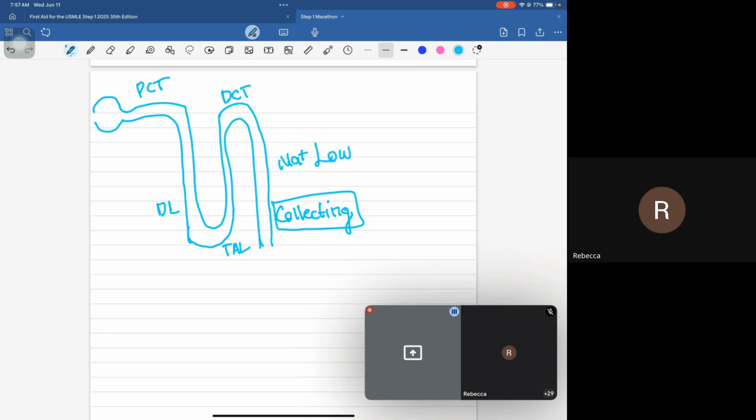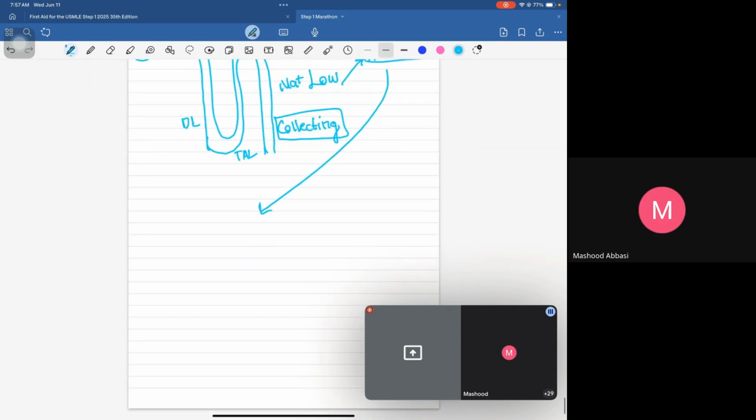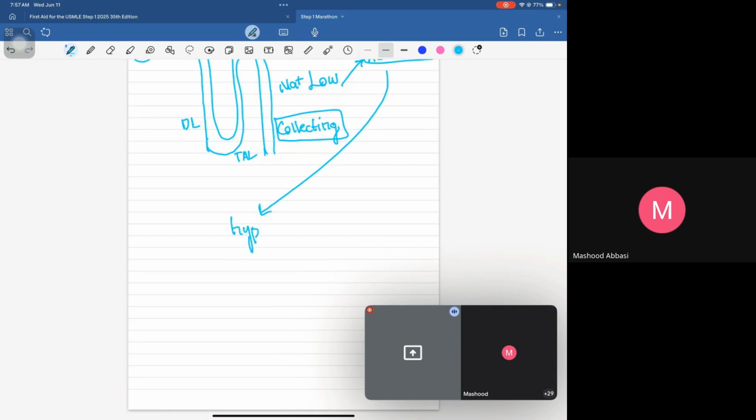When sodium levels are very low, what hormone gets activated? Aldosterone. Yes. So aldosterone is going to get activated. Now, when aldosterone gets activated, what are the two effects that aldosterone has in the kidney? I have just told you about those. Hypokalemia and metabolic alkalosis. Yes. That is how Gitelman syndrome causes metabolic alkalosis and hypokalemia.